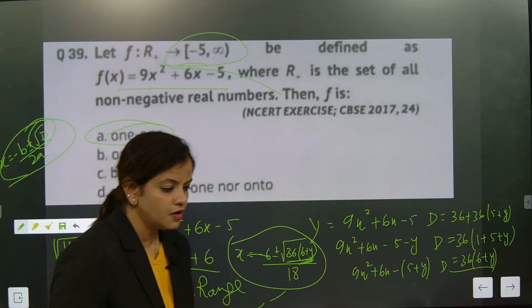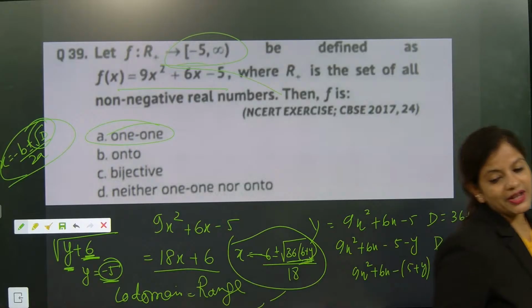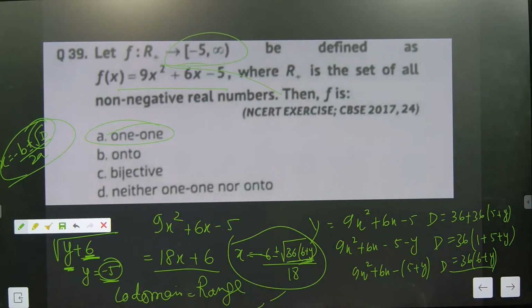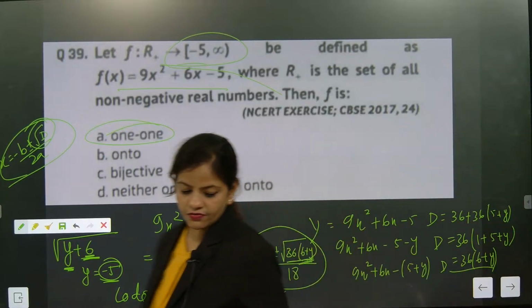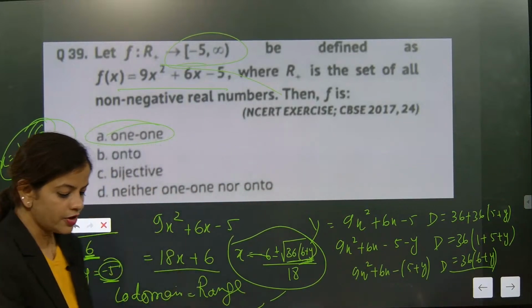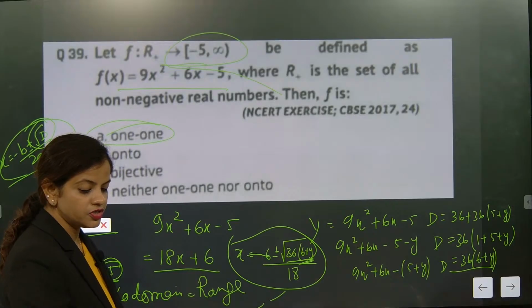Huh? So it is going to be bijective. What is it exactly going to be? Bijective function. This is one of the most important things. 2017, 2024, bijective function is most important. So I hope you might have understood the bijective function part.